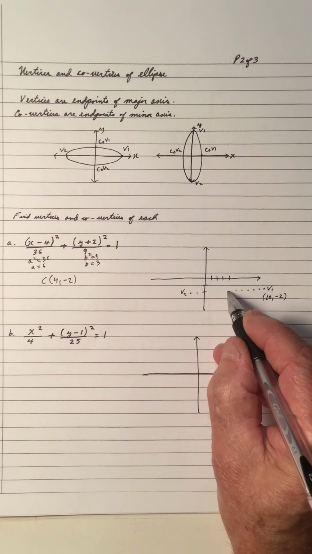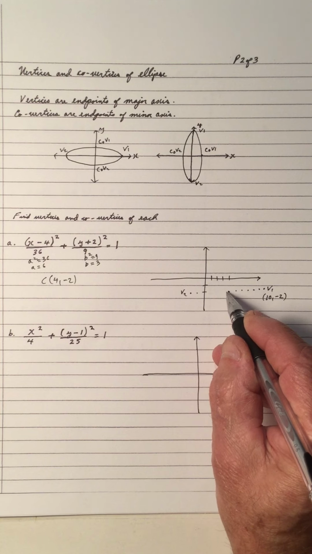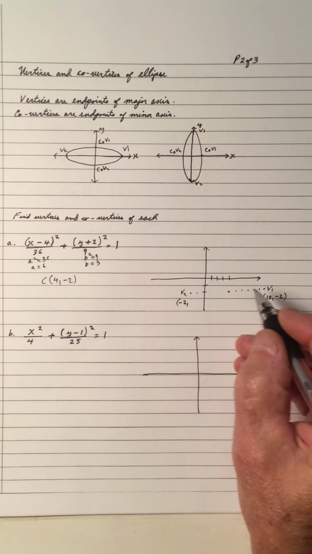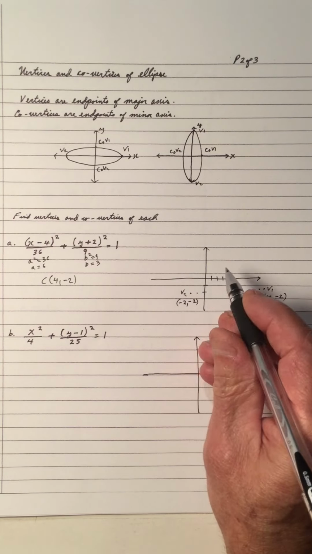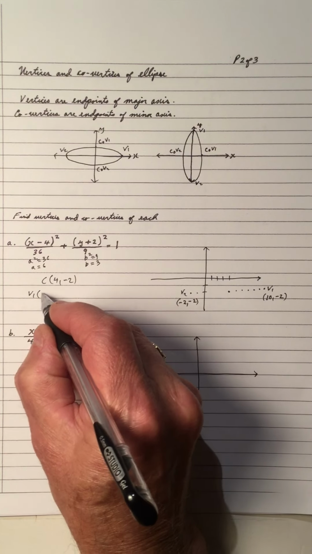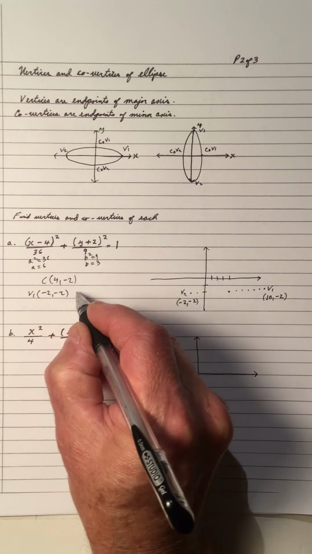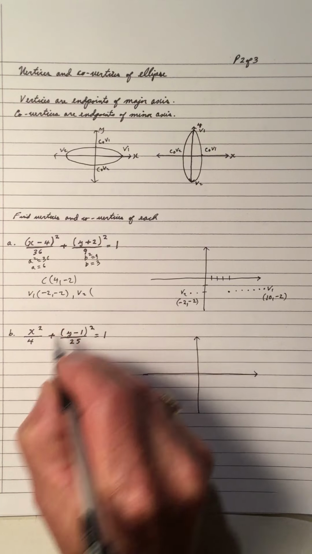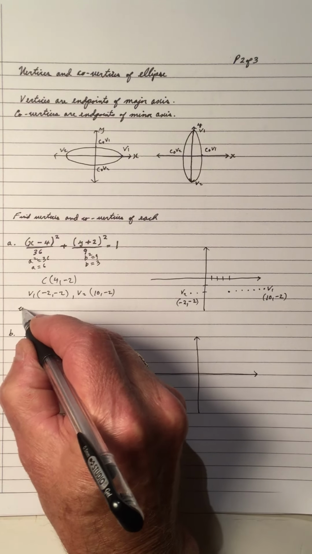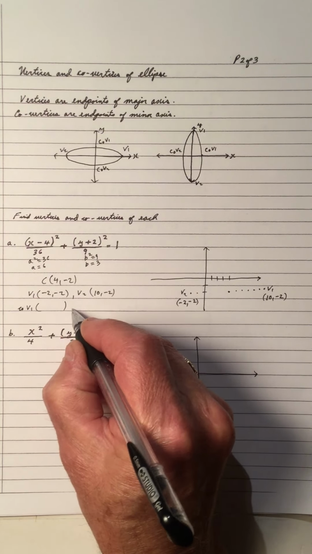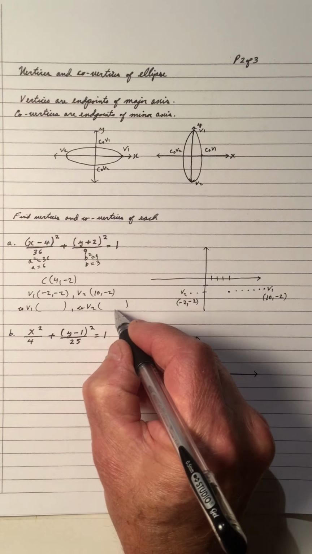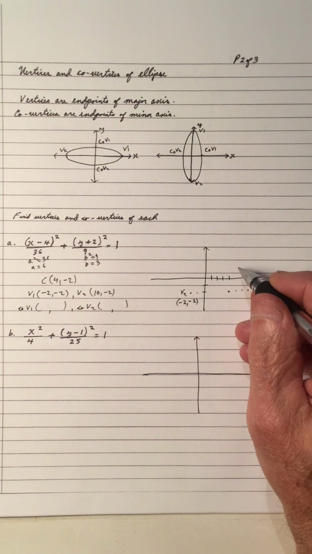And right here, we went this way. We went 6 units, so this one is x is -2 and y is -2. So that's the vertices. So vertex 1 is -2, -2, and vertex 2 is 10, -2. And the co-vertices, let's find those. So the co-vertices are at the end of the minor.